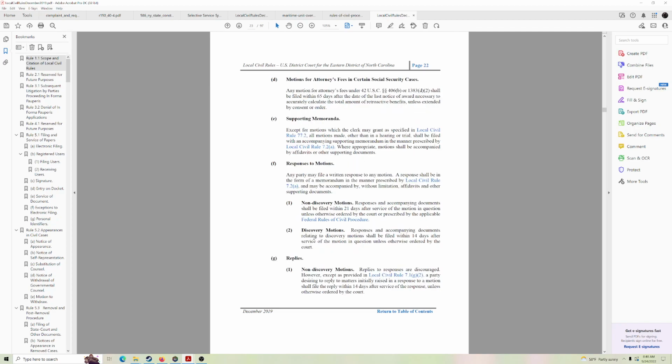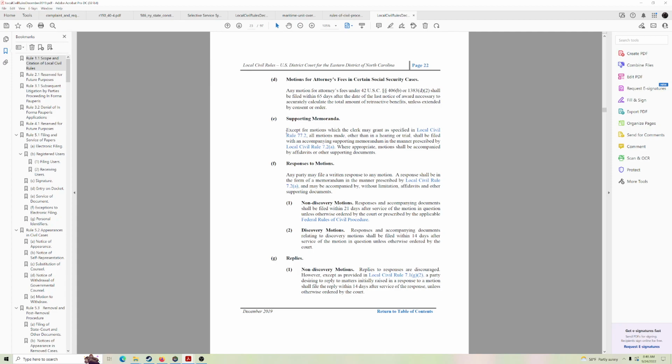Motions for attorney fees in certain Social Security cases. Any motion for attorney fees under 42 U.S. Code subsection 406(b) or 1383(d)(2) shall be filed within 65 days after the date of the last notice of award necessary to accurately calculate the total amount of retroactive benefits, unless extended by consent or order.